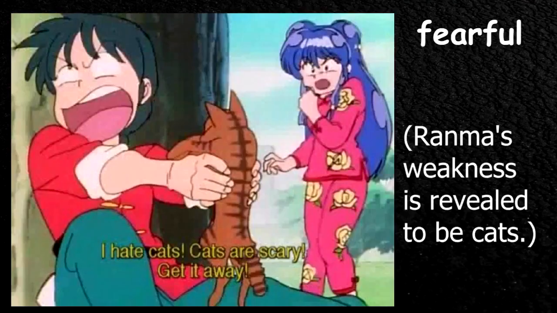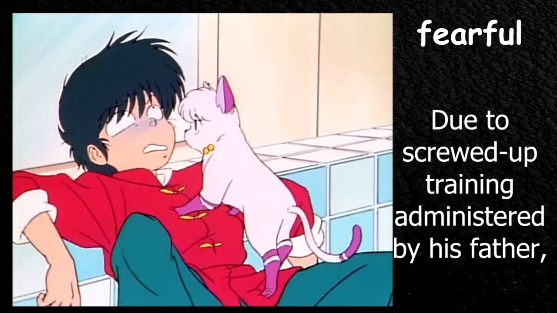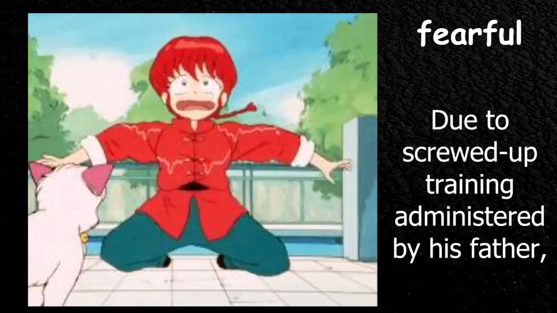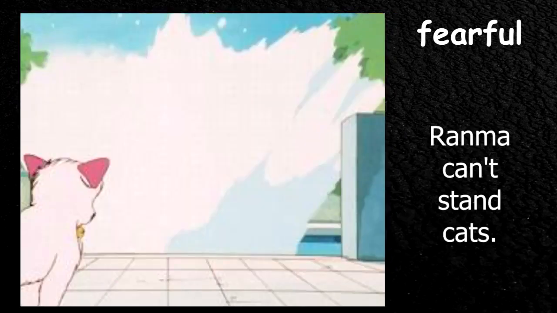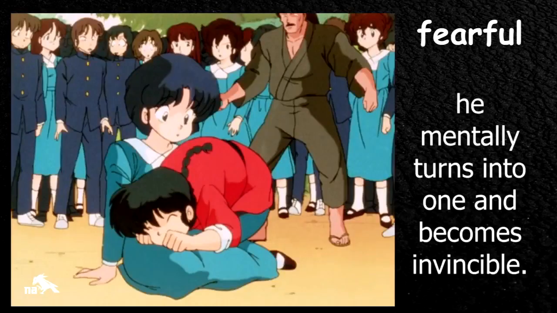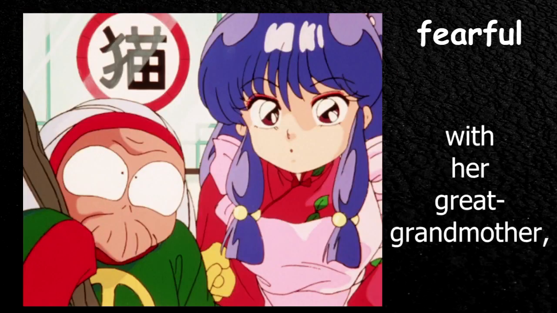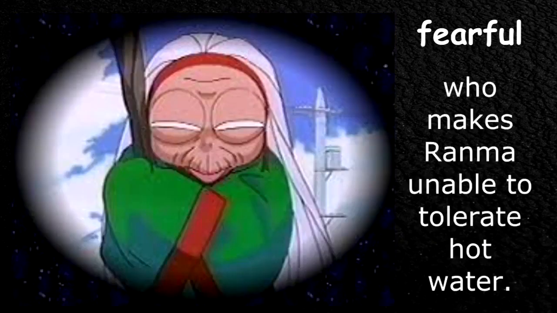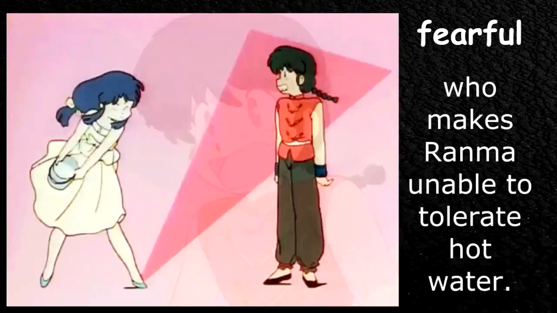Moving on to book 5, Ranma's weakness is revealed to be cats. Due to screwed up training administered by his father, Ranma can't stand cats. If exposed to cats for too long, he mentally turns into one and becomes invisible. Shampoo comes back with her great-grandmother, who makes Ranma unable to tolerate hot water.